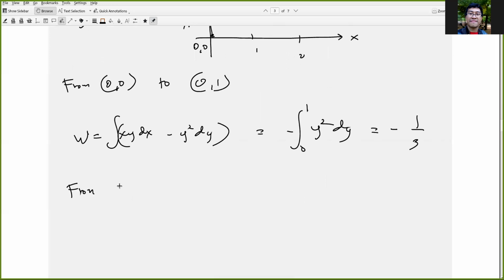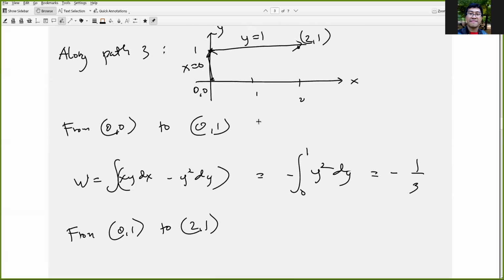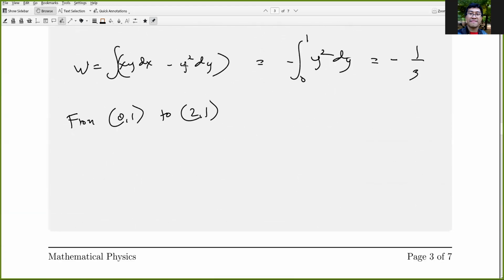From 0, 1 to 2, 1, the equation is y equals 1. So y equals 1, that's a constant. So here y equals 1, but dy is the derivative. So y equals 1, dy equals 0 because it's a constant. So we're left with this. W equals the integral of x dx, where we run from 0 to 2.